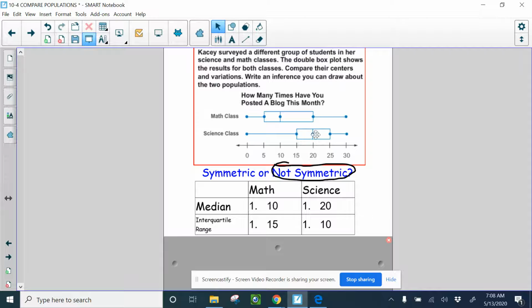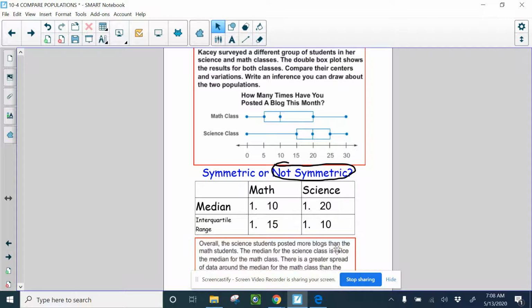If you look here, it looks like in general the science class has posted more. Yes, they both have the same minimum and maximum, but you can tell because the box is up higher that the science class has posted more times this past month. They also look a little bit more consistent because their box is closer together, whereas the math class is a little bit more stretched out, which means there's probably more variation.